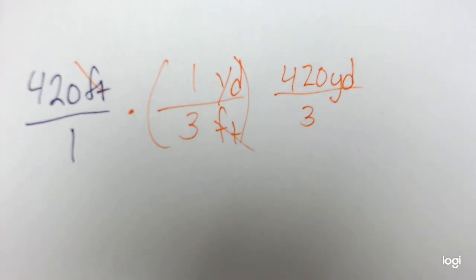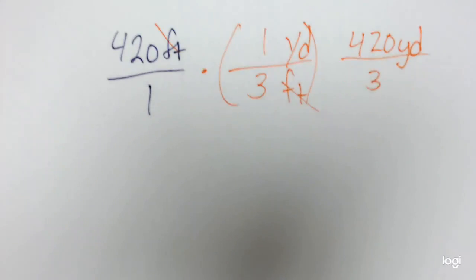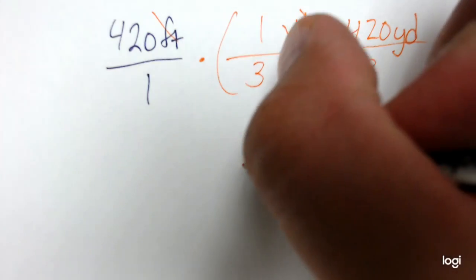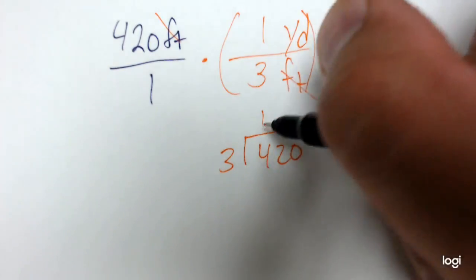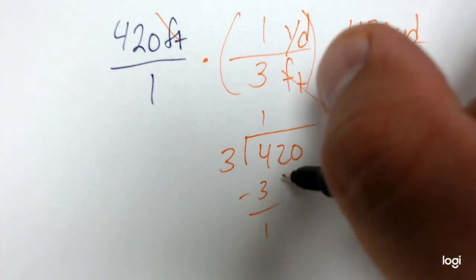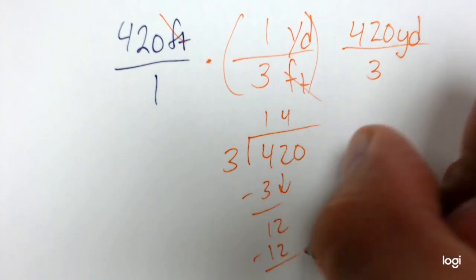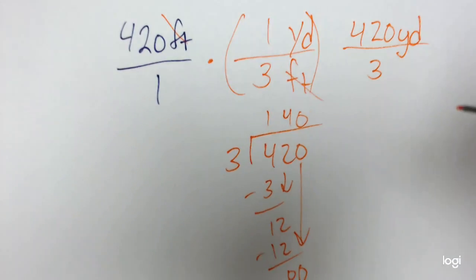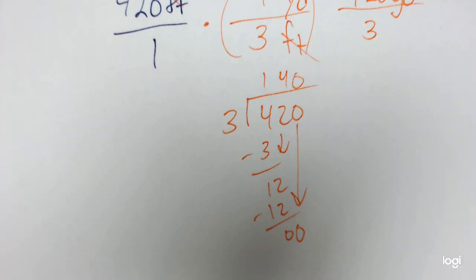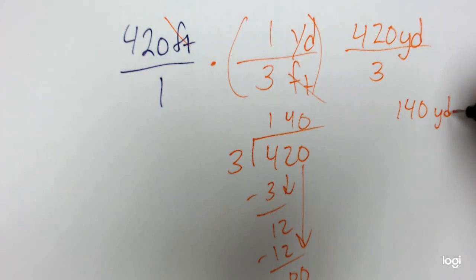And then to get my final answer, I can reduce the fraction, or I can use a long division table if I need to. So I can do 420 divided by 3. I get 1. Bring down the 2. Goes in 4 times. Bring down the 0, and goes in 0 times. So 140. So my answer is 140 yards, and that is the final answer.